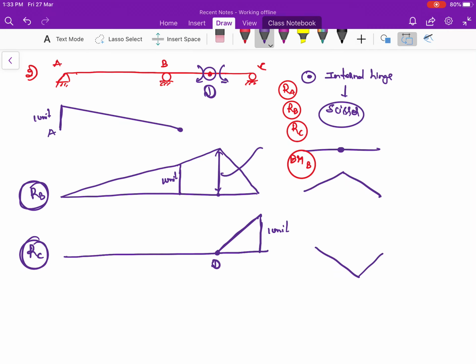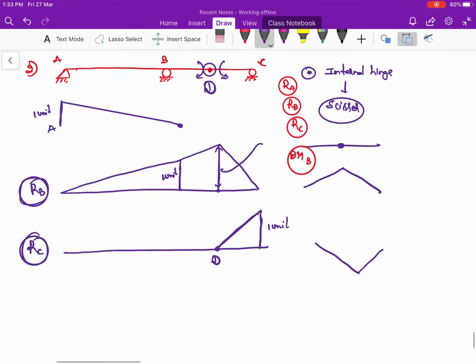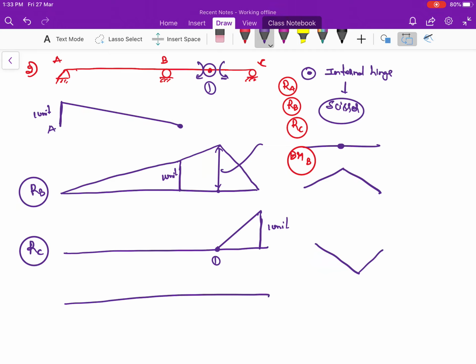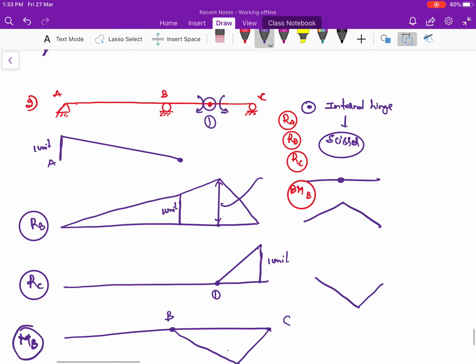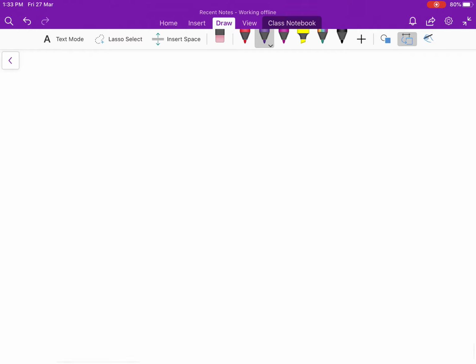Next, they are asking us to find the ILD for bending moment at point B. Moment at B is very simple. It is point B. This is point C. Since the internal hinge is present here, it comes to be like this. This is the influence line diagram for moment at point B. Okay. Fine. Let me take some more examples so that it will be much clearer to you.